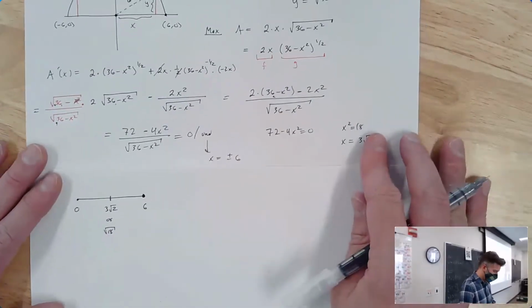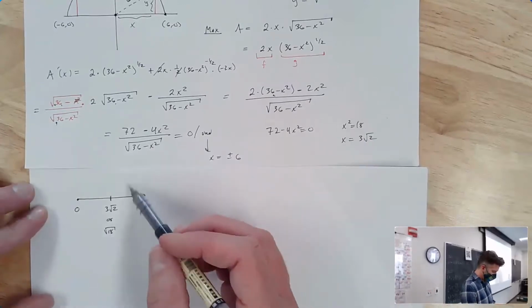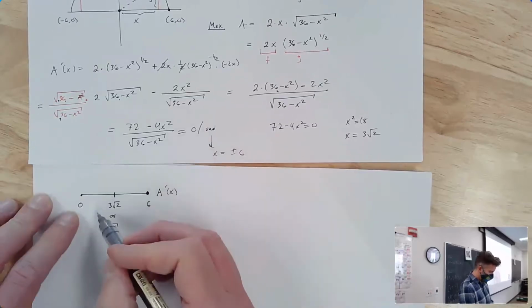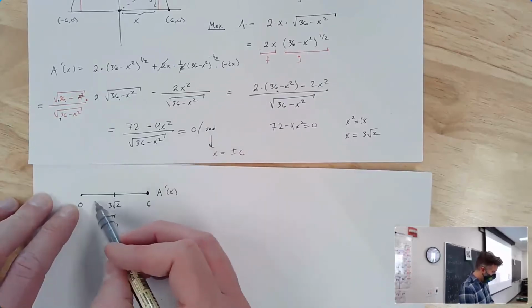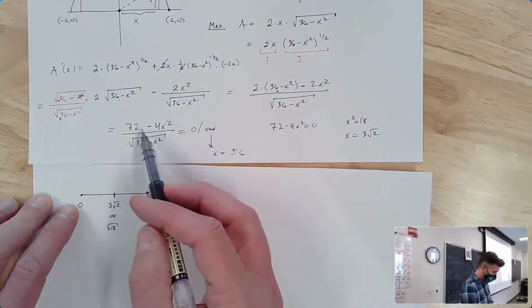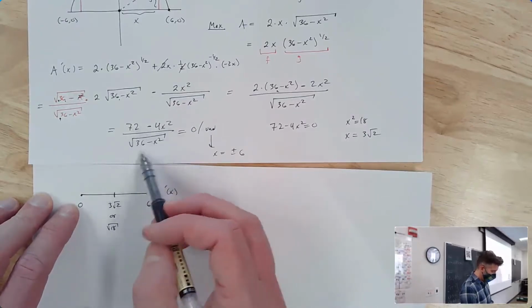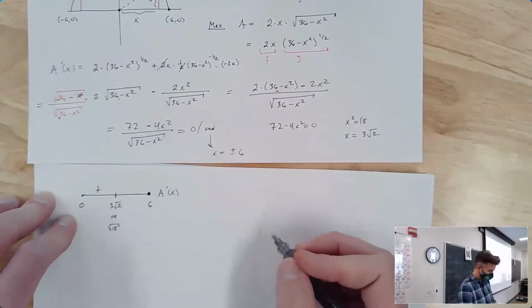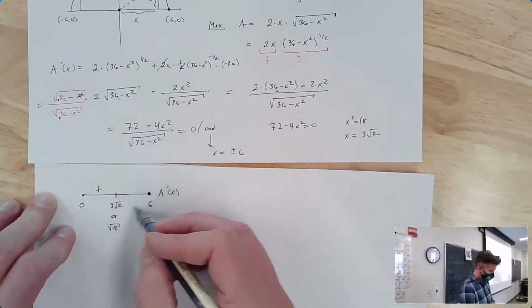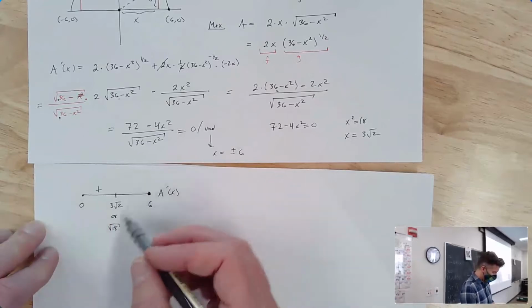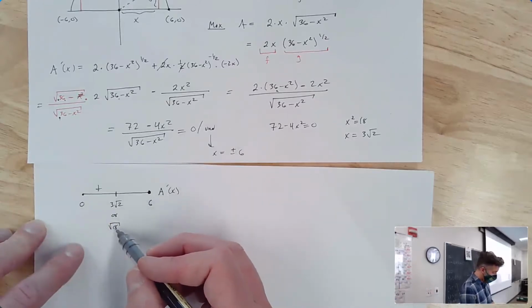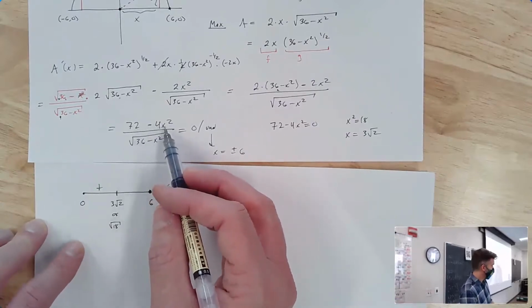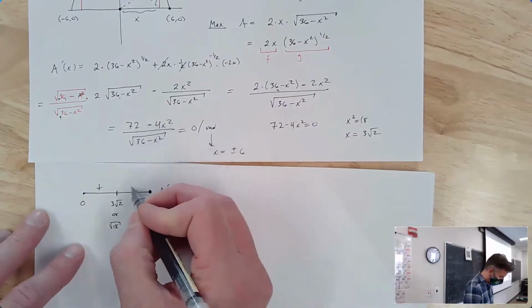Okay, so I'm trying to see what's happening to my derivative. So I pick something less than 3 root 2, like 1, and I plug it in. I plug in 1 for x, the bottom's always positive, and 72 minus 4 is definitely positive. And if I pick something between 3 root 2 and 6, well, square root of 18 is definitely less than 5. So I pick 5. 72 minus 4 times 5 squared is 72 minus 100, which is negative. Definitely negative there.